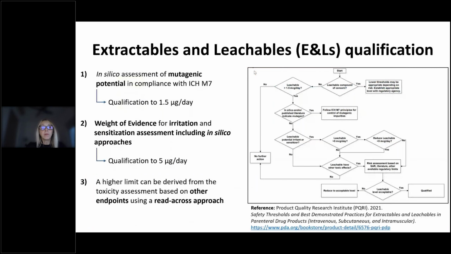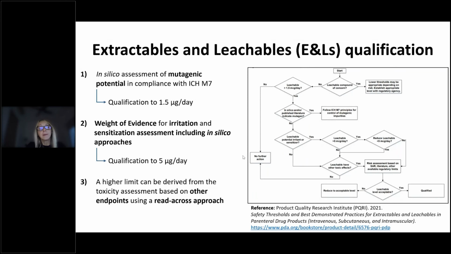The workflow that is currently followed, in particular for parenteral drugs, is the one documented in the PQRI document dating back to 2021, the Product Quality Research Institute document. According to this approach, the workflow aims first at assessing the mutagenic potential according to the workflow proposed in the ICH M7 guideline.